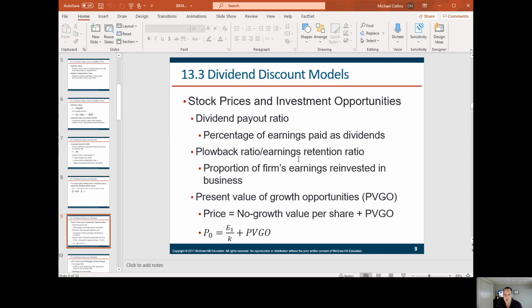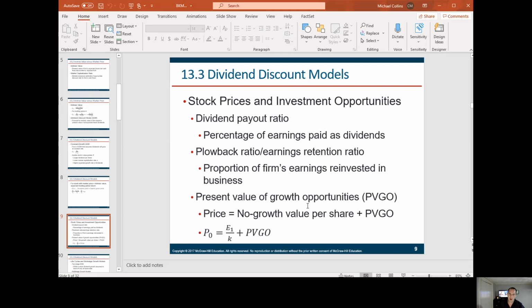Plowback ratio, or earnings retention ratio, is the proportion of the firm's earnings reinvested in the business. So how much is the company paying out to investors? The dividend is usually what is paid out to investors in the form of net profits, and then the remainder is what's paid back into the firm. Usually, high growth firms don't pay out to investors because they know reinvesting in themselves is going to be the fastest rate of growth.